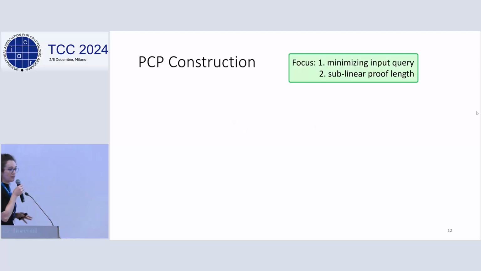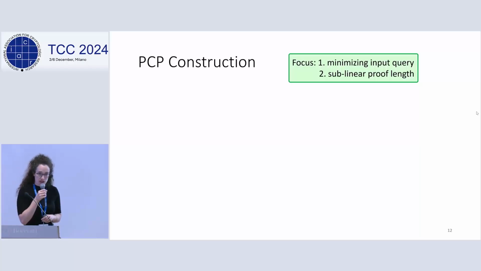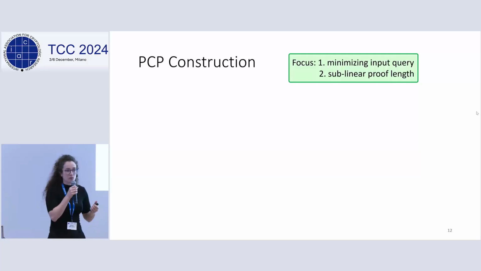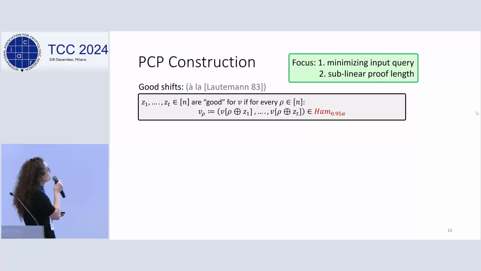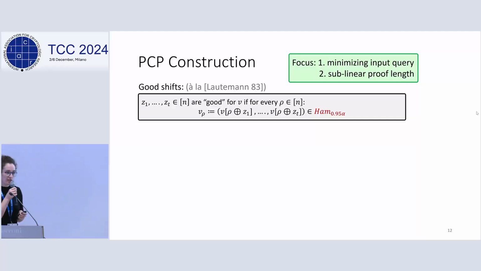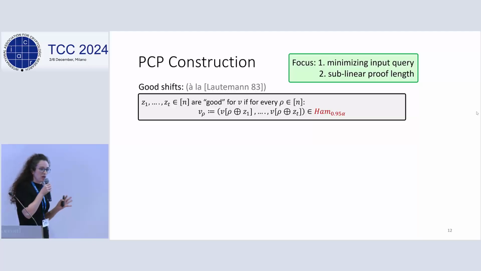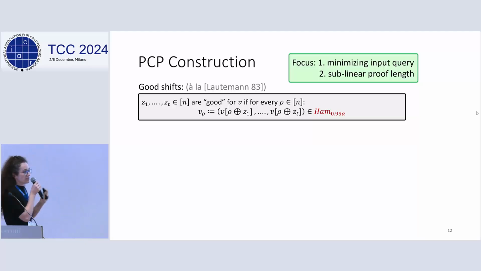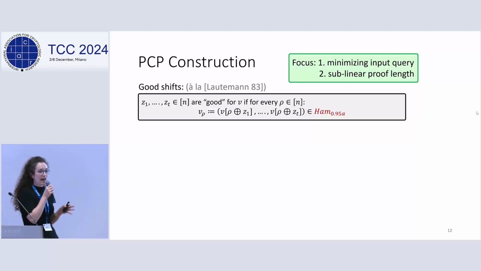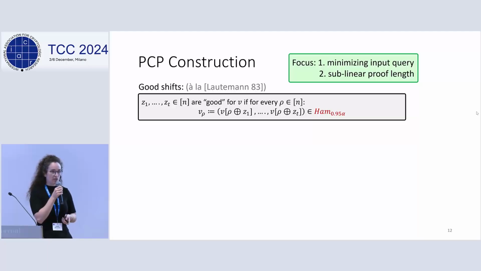Now let's see a high-level description of our PCP construction. So here we focus on two main things. One, minimizing input query, and we want to still maintain sublinear proof lengths. Okay, so we define good shifts a la Lautman, but not exactly the same. So we have Z1 to ZT, and we say that Z1 to ZT are good shifts for specific vector V, if for any row, V row has high Hamming weight. And let's see how we define V row.